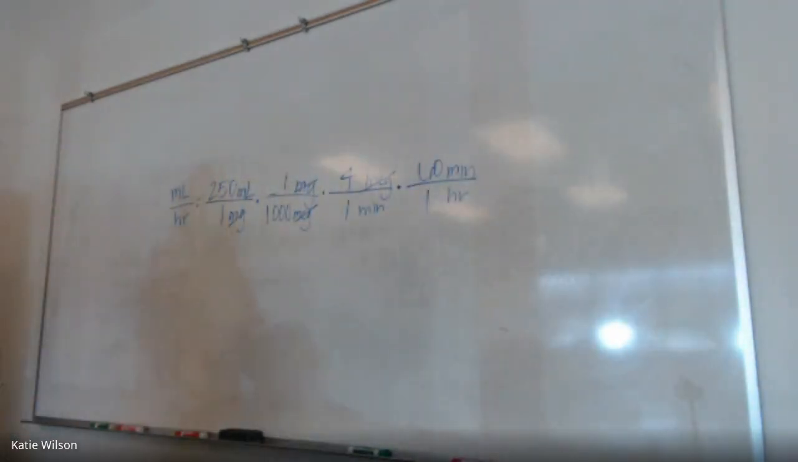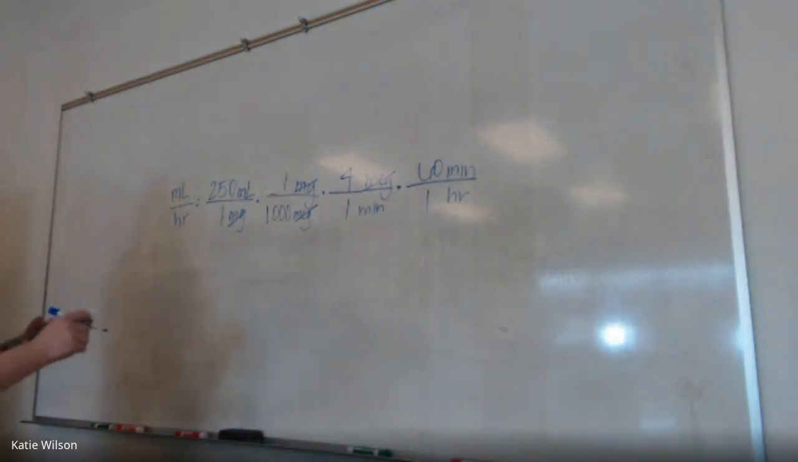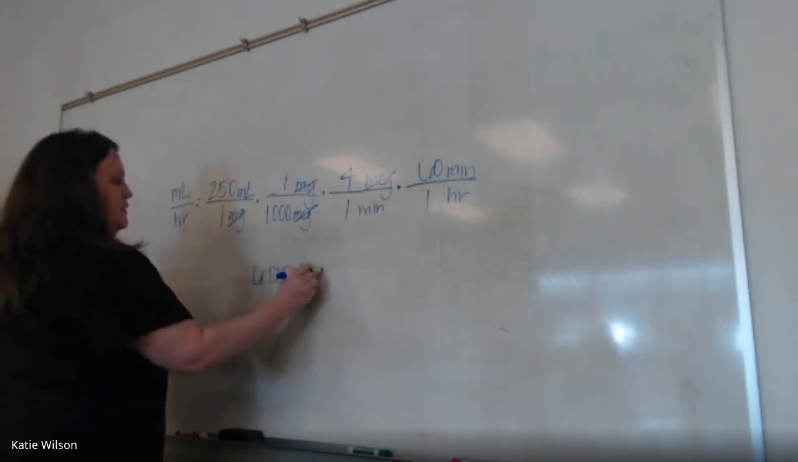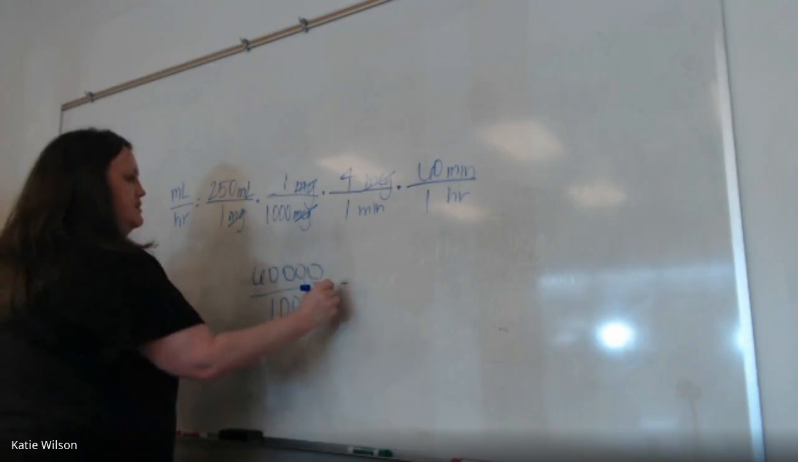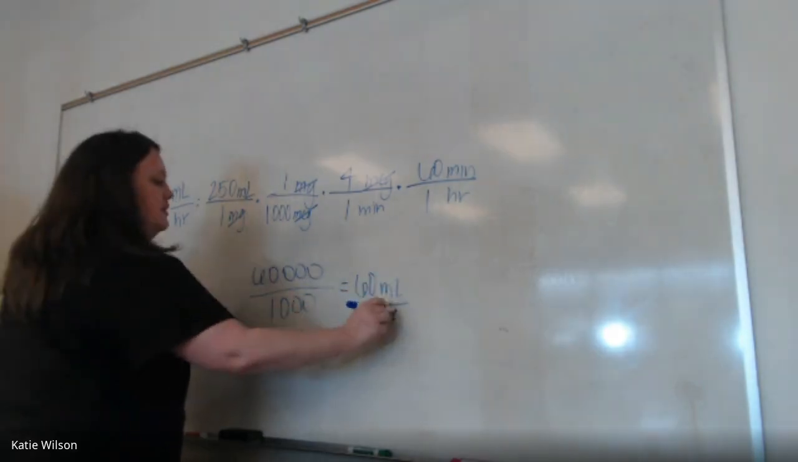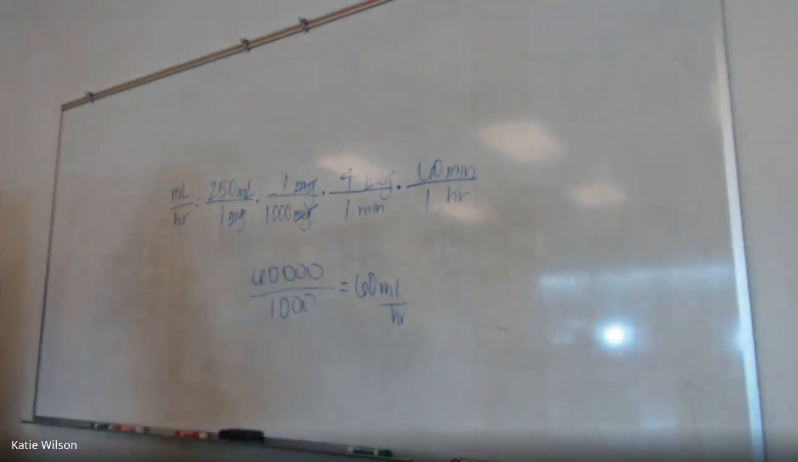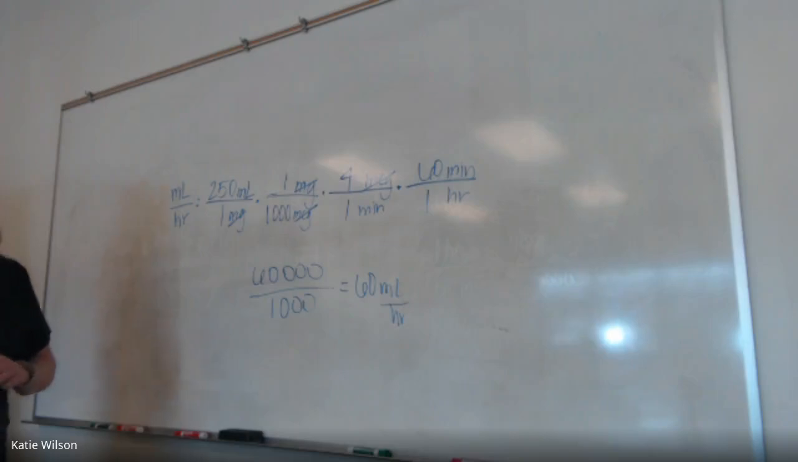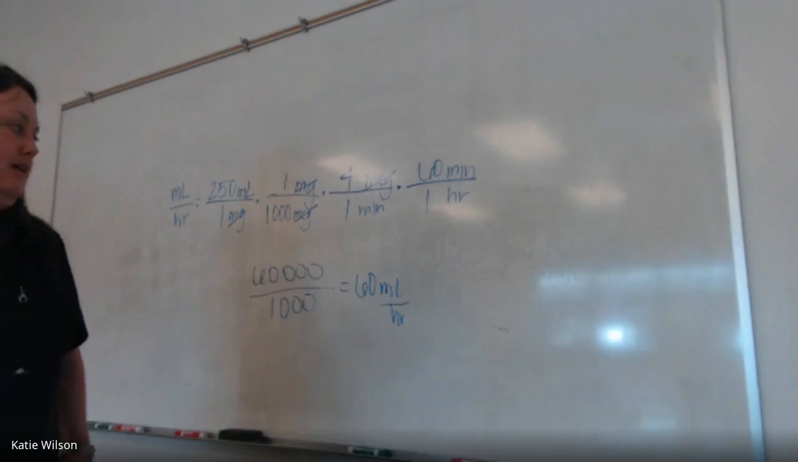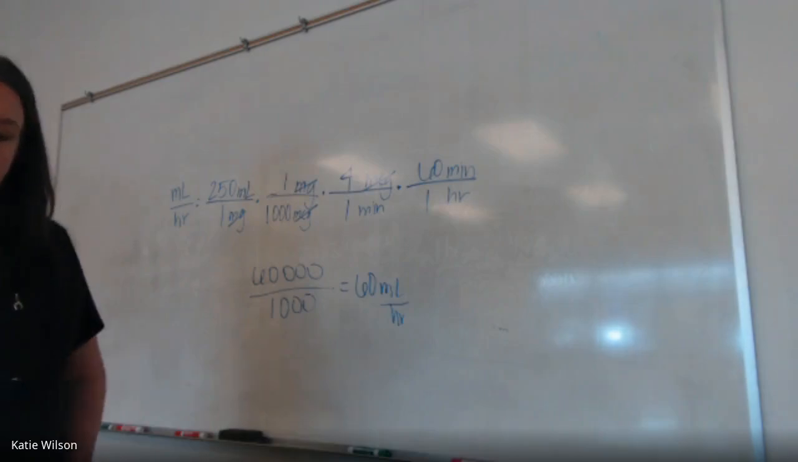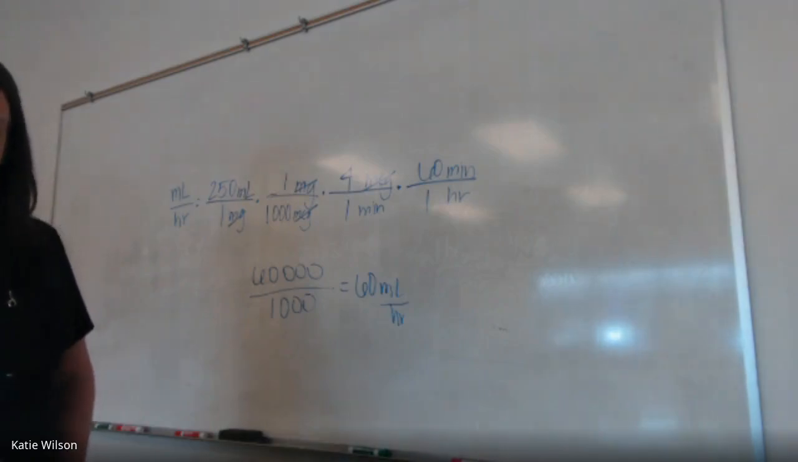So now I have 250 times 4 times 60, which is 60,000, times 1,000, or not times, divided by 1,000. So you should get 60 mils per hour for your final answer. They want us to round to the 10th, but it came out even, so I don't have to round at all. So in this case, we would set the IV pump to infuse 60 milliliters per hour to deliver that 4 micrograms per minute of medication.